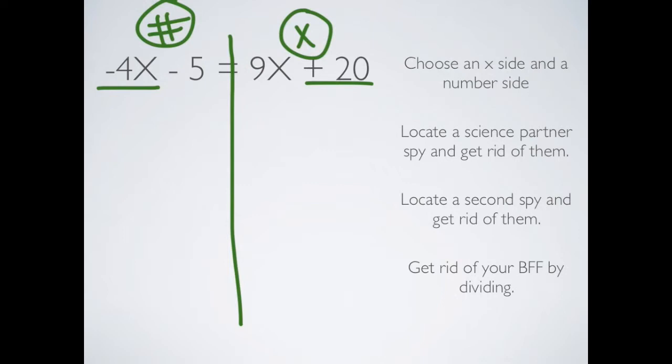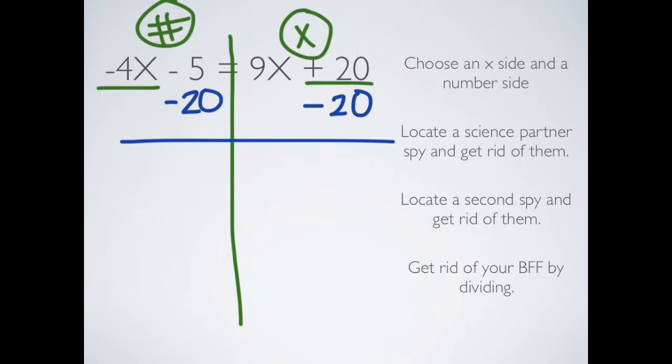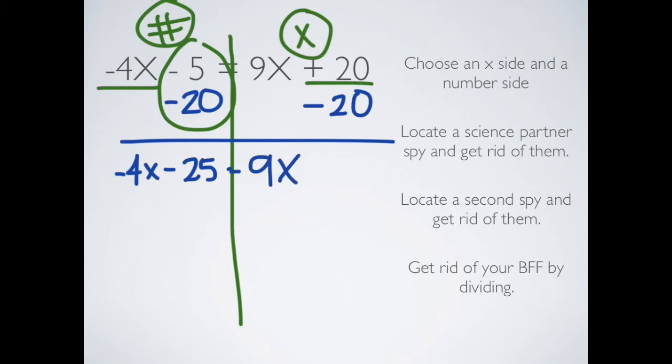We get rid of 20 by subtracting. That leaves me with negative 4x minus 25. Be careful of your addition and subtraction here. Negative 5 minus 20 is negative 25 equals 9x. The 20 is now gone. 20 minus 20 is 0.